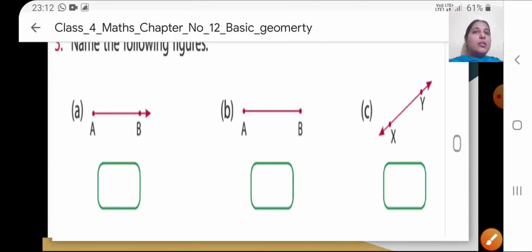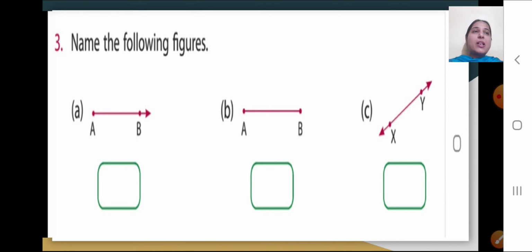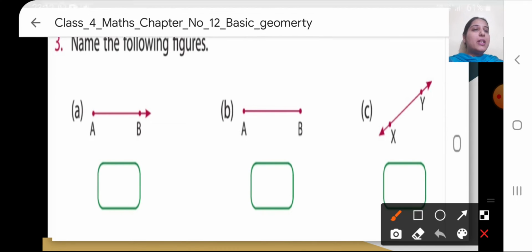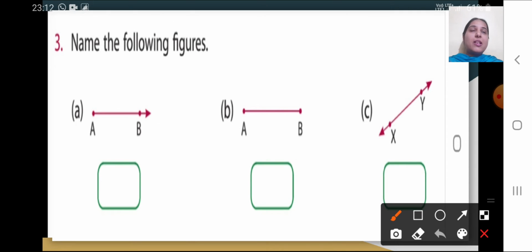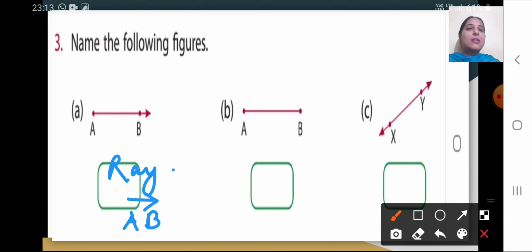Now, children, you understand what is a ray, what is a line, what is a line segment. So now let's name these figures. Can you tell me what is figure number A? Is it a ray, a line, or a line segment? Yes, it is a ray, isn't it? So how will we name it? It can be written as ray AB like this.